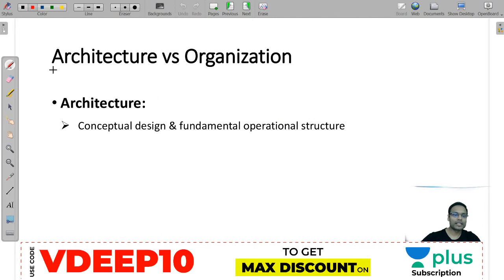First of all, let's see the difference between computer architecture and computer organization. Computer architecture is the conceptual design, only the conceptual design and not the actual design, and the fundamental operational structure of a computer. Now, this is the technical definition, and of course not everybody can understand a technical definition, so let's understand the actual meaning. Suppose I am an architect of a new computer system, then how will I design a computer?